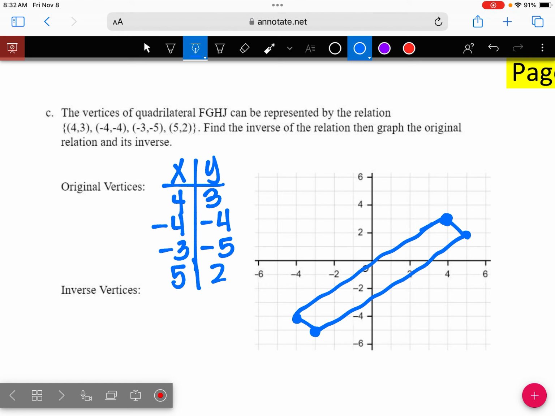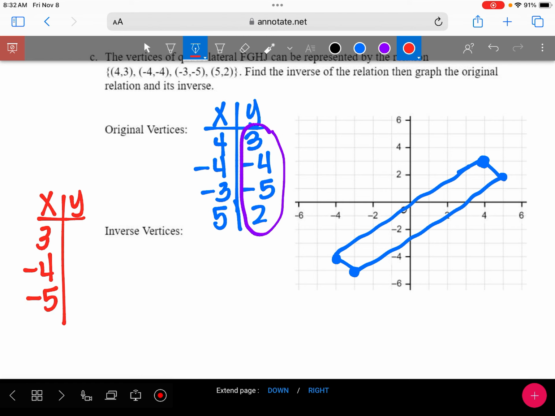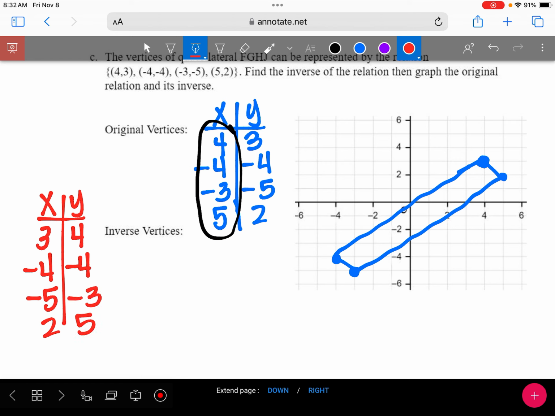Okay, so then we're going to create our inverse table. I'm going to do mine over here. So I'm going to take these 4 numbers and put them underneath X. So that would be 3, -4, -5, +2. And then I'm taking these 4 numbers and they go under Y. 4, -4, -3, +5. Go ahead and graph those 4 points.